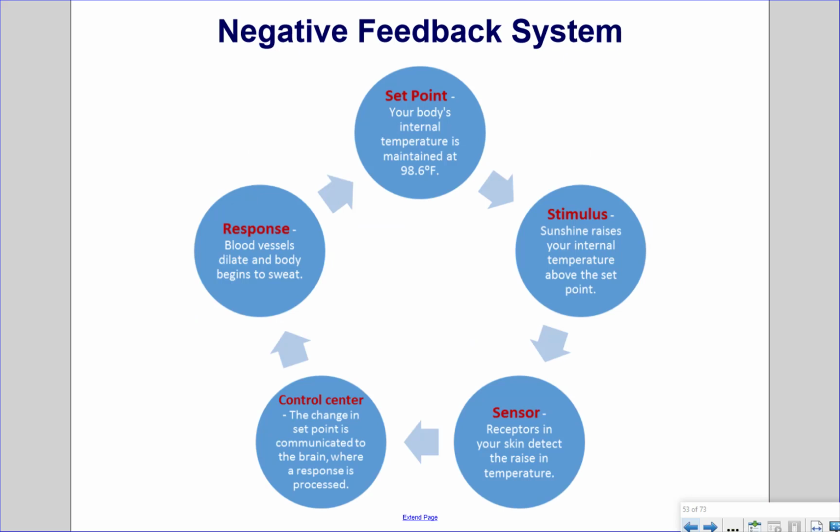Negative feedback system. If there is a stimulus, such as sunshine raising the internal body temperature above a set point, receptors in the skin will detect that and send information to be integrated by the control center. The control center will direct a response. In this case, blood vessels will dilate and the body will begin to sweat. And then the body temperature will go back down to the set point, which in the case of humans is an internal body temperature of 98.6 degrees Fahrenheit.